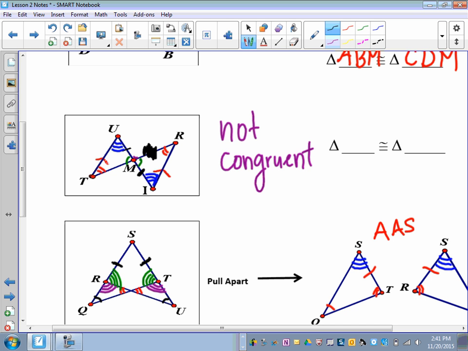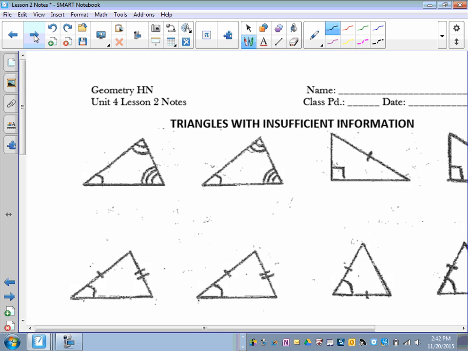Because notice now it goes side, angle, side: blue, black, green, blue, black, green. So that would have allowed it to be congruent. Okay? So again, be careful. Make sure that it's the same angle measures that are going together, the same side measures that are going together. Okay? All right. Let's take a look at the next page.